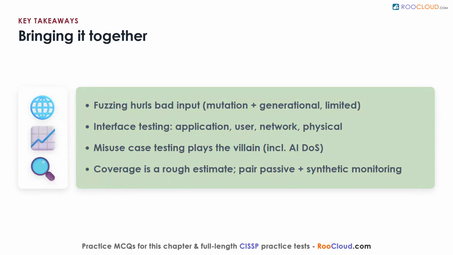Fuzz testing hurls bad input to trigger hidden flaws in mutation and generational styles, though its coverage is limited. Interface testing checks the seams across application, user, network, and physical interfaces. Misuse case testing plays the villain, including draining an AI model as a denial of service. Test coverage analysis estimates how much you covered imperfectly. And website monitoring pairs passive and synthetic views to watch a live site.